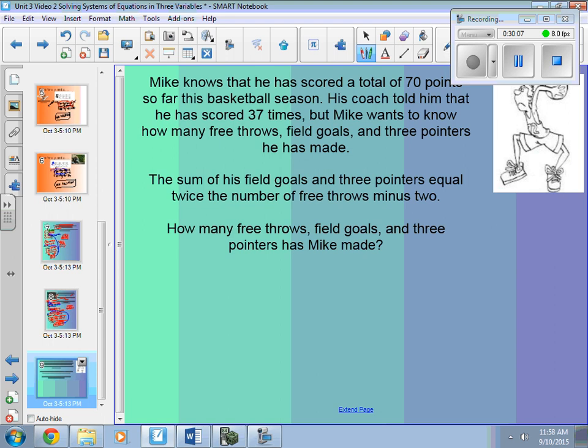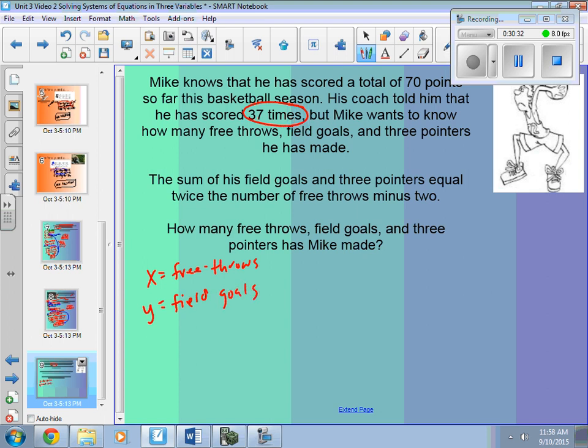All right, so again, we know a total. He scored 37 times. So if we add together his total baskets, he should get that. There's three types that they tell you. X we'll use for free throws. That was one type. Let's use Y for field goals.